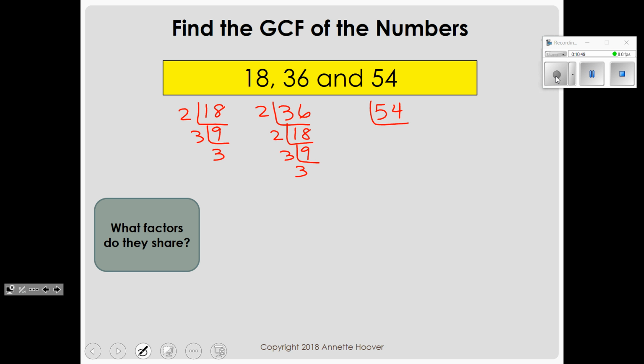For 54, divisible by 2. If you need to do your long division, 5 divided by 2 is 2, which leaves a remainder of 1. 14 divided by 2 is 7. So we divide by 3, a 9, a 3, and a 3.